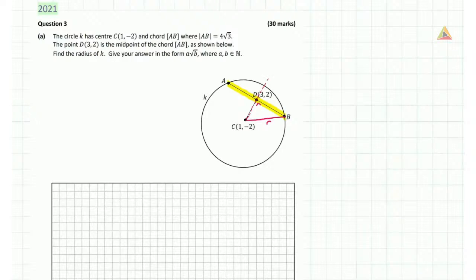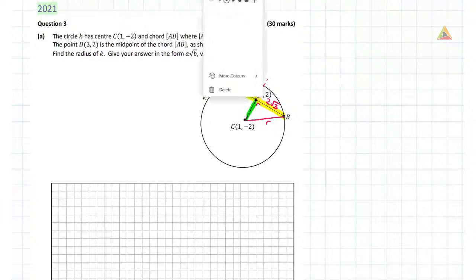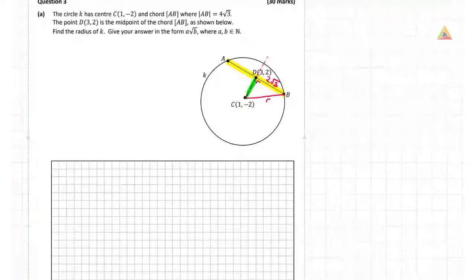So because that point D is bisecting that chord AB, the converse of that theorem applies, so that line CD is going to be perpendicular to DB, and because that full length AB is 4 root 3 and D is the midpoint, that length DB is going to be 2 root 3. If we can figure out the length from C to D, then we'll have two sides of a right angle triangle, and we can always use Pythagoras to find the third side. So the distance from D to C should be fairly straightforward.